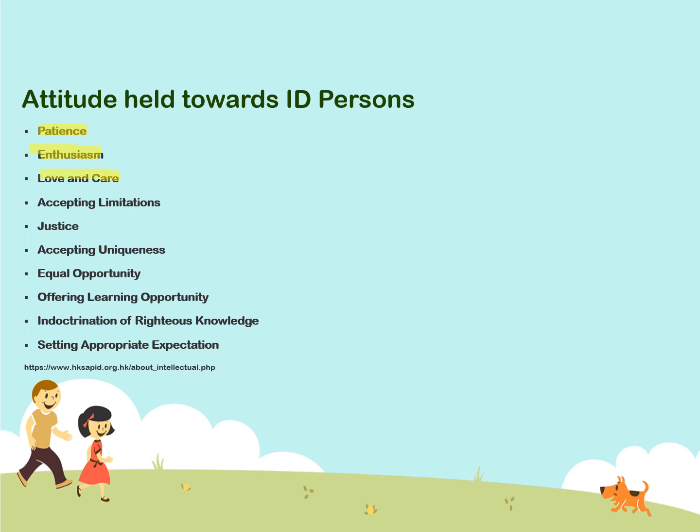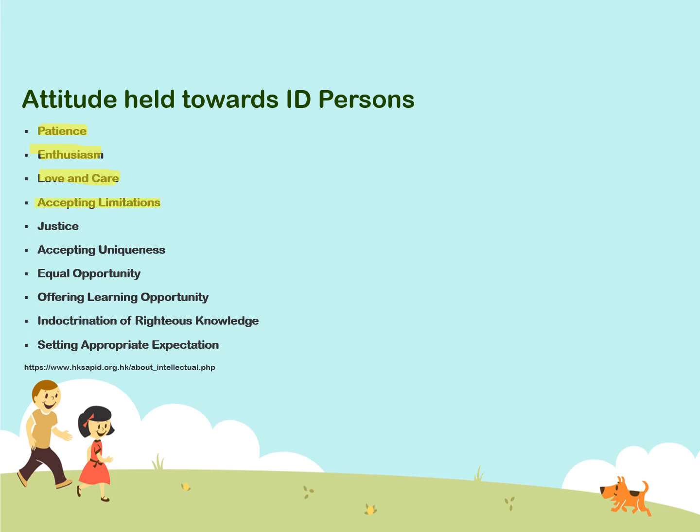Love and care. The ID persons are weak in self-care and self-defense. So always show your love, with some positive wordings, with some positive encouragement, etc.